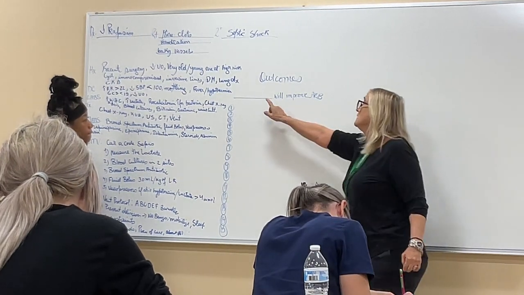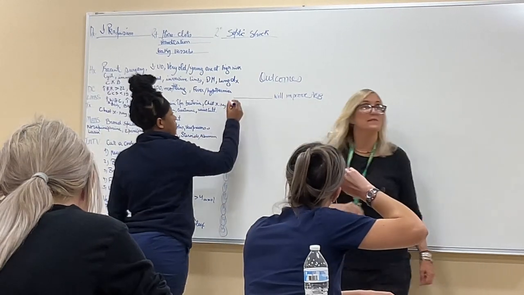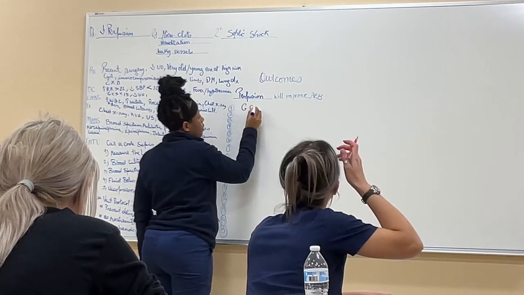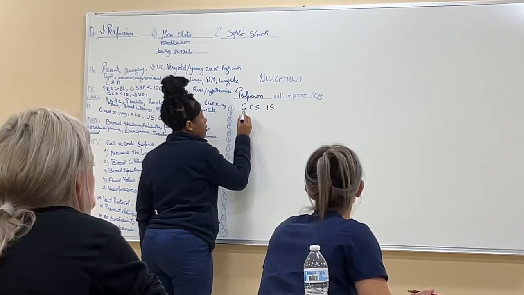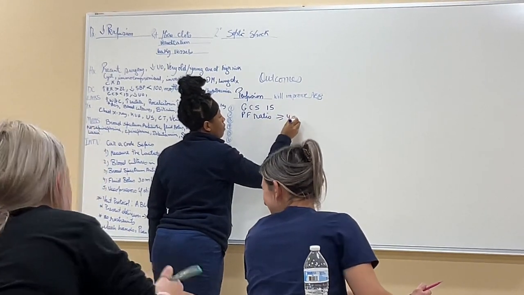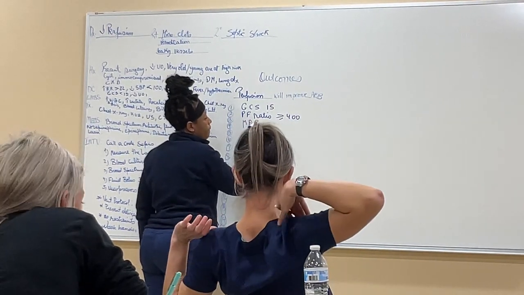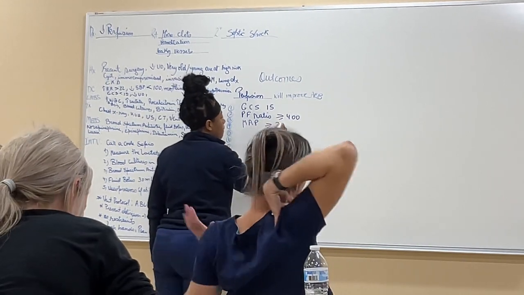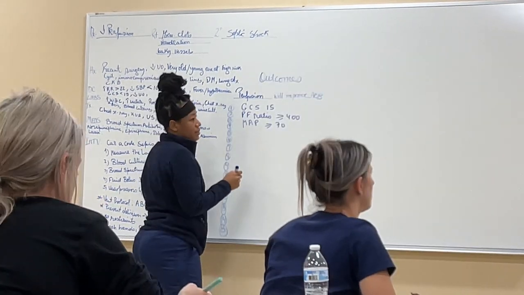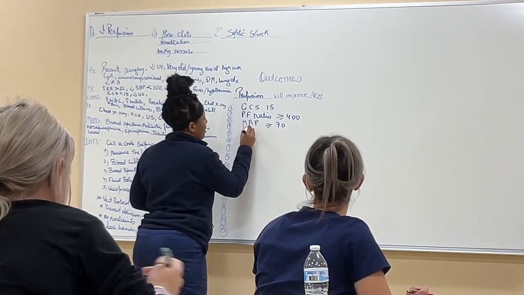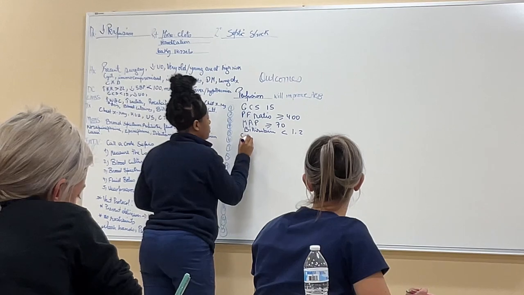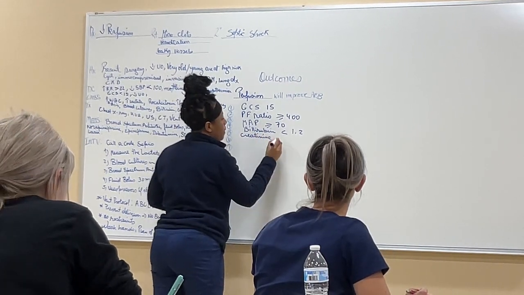Right. Outcomes, what's our problem? So perfusion will improve, as evidenced by? Glasgow of 15. Okay. PFR 400. MAP greater than 65. Platelets? Equal to or greater than 150,000. Bilirubin? Less than 1.2. What else? Platelets greater than or equal to 150,000.